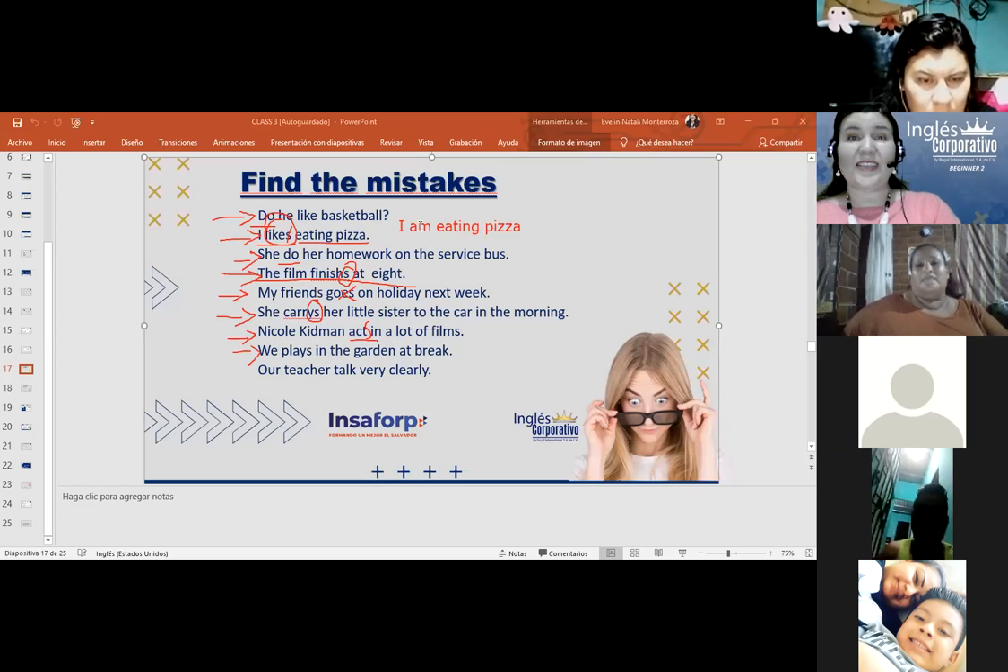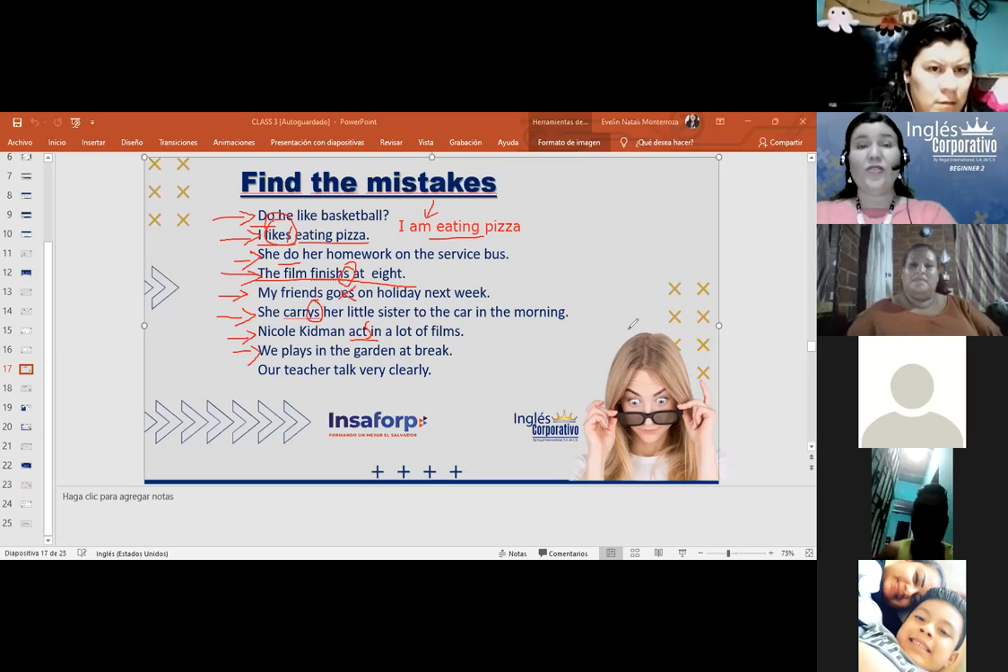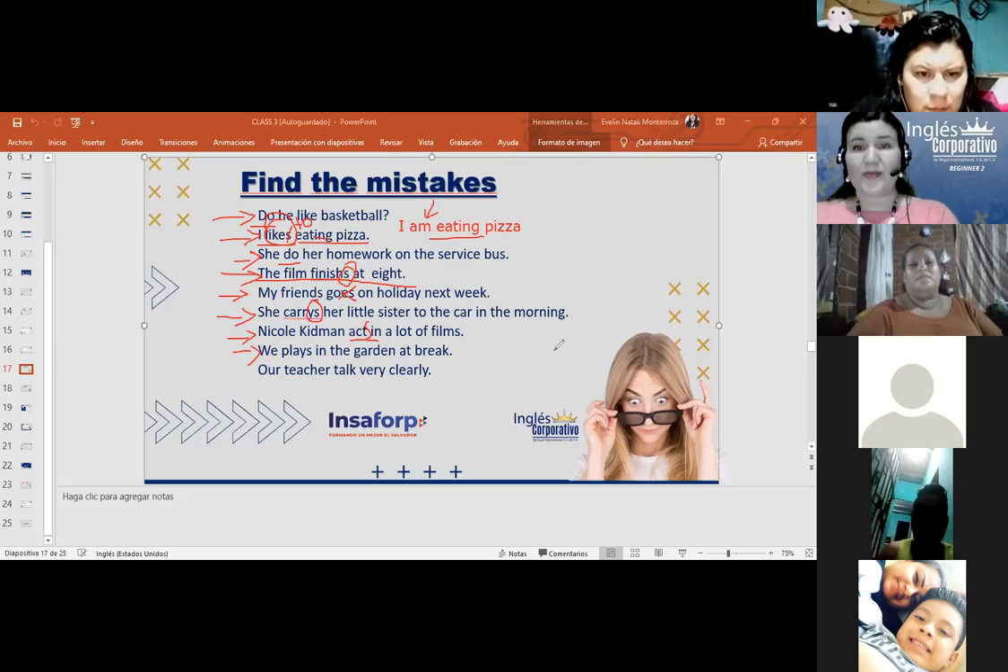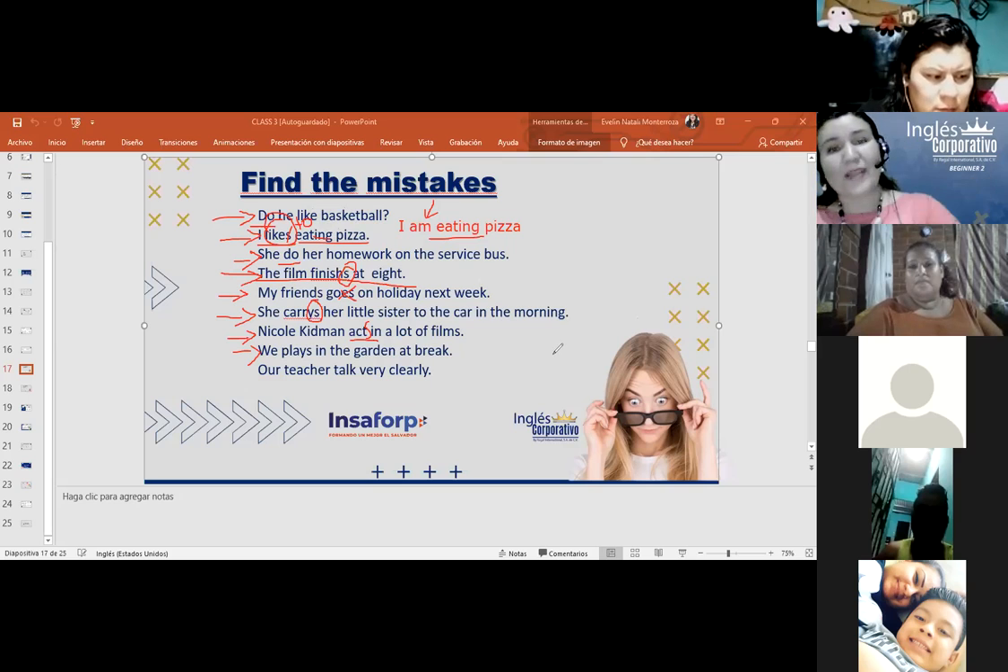Exactamente. So in this case, the main verb, it will be this one. Aquí sí ya el verbo principal es este. Y este es un auxiliar en este caso. Teacher. Yes? Can I say, I like to eat pizza? Exactly. You can use it as an infinitive too. Podemos usarlo como infinitivo. Podemos decir, I like to eat. Y tiene el mismo significado. I like to eat pizza, I like eating pizza, I am eating pizza, ya es otra cosa.